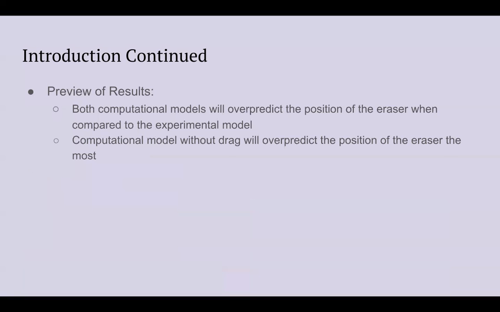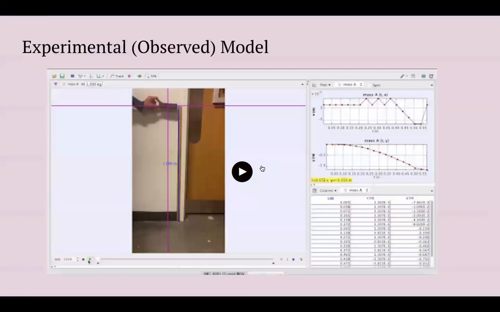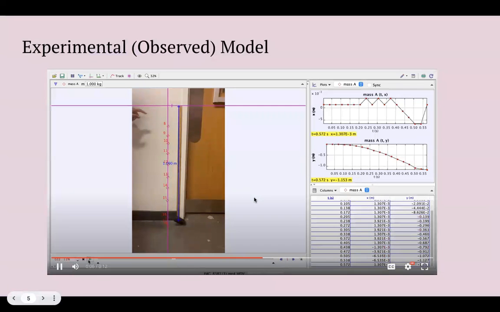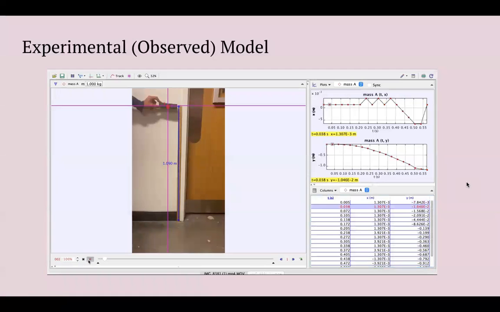As we will see later on in the presentation, both computational methods will overpredict the position of the eraser when compared to the experimental model. The computational model without drag, however, will overpredict the position the most. I used this video and Tracker to track the motion of the object by plotting its position as a function of time. I chose my axis so that up is positive y and down is negative y, resulting in a downward sloping graph of position versus time that you can see on the right-hand side of the video.